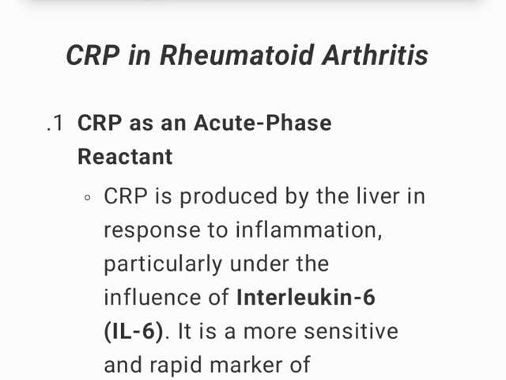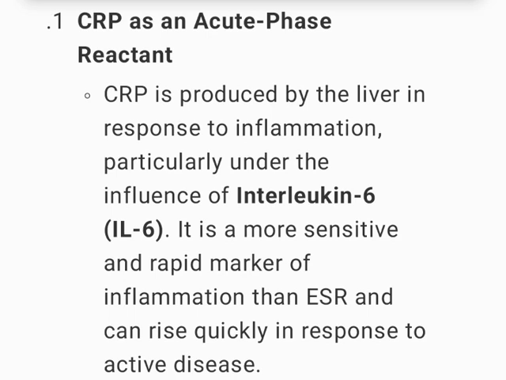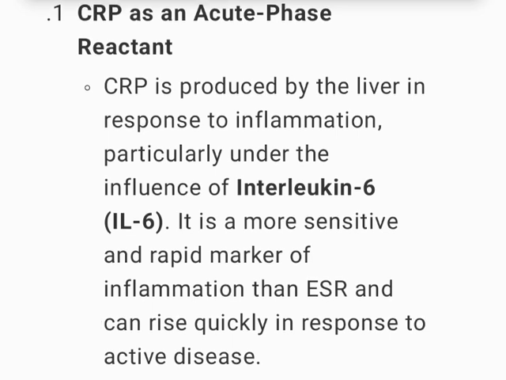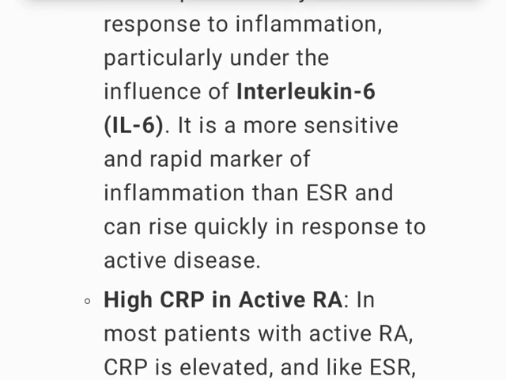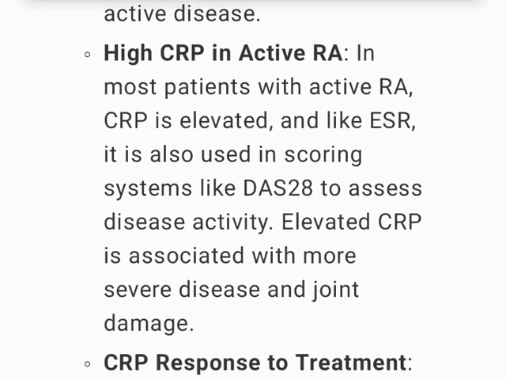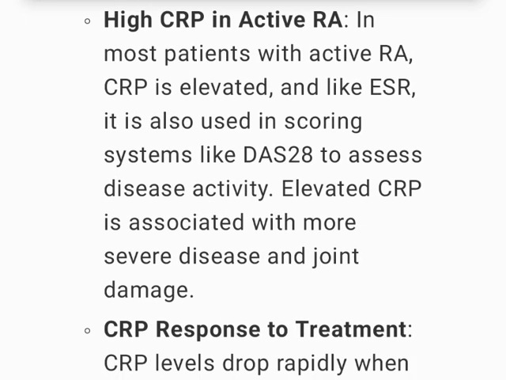CRP and rheumatoid arthritis. 1. CRP as an acute phase reactant. CRP is produced by the liver in response to inflammation, particularly under the influence of interleukin 6, IL-6. It is a more sensitive and rapid marker of inflammation than ESR and can rise quickly in response to active disease. High CRP in active RA.